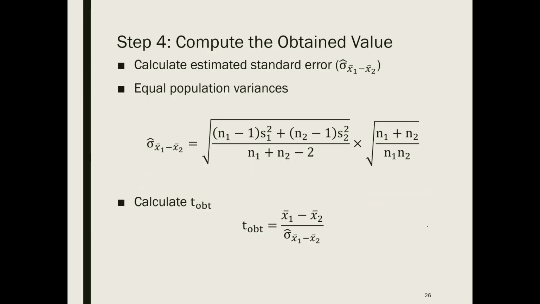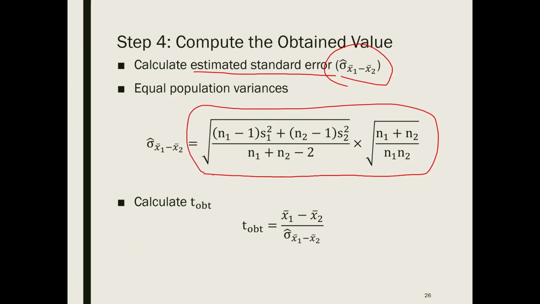Okay. So when we compute the obtained value, things are a little bit different, as each of the formulas is different. In this example, we're going to compute the t obtained value for the independent sample t-test, where equal population variance is assumed. The very first thing we calculate is the estimated standard error, which looks like this, and the formula is this complicated. The formula looks a little bit complicated, but it's not really that complicated as long as you put the right numbers inside of it. I'll show you in the next slides.